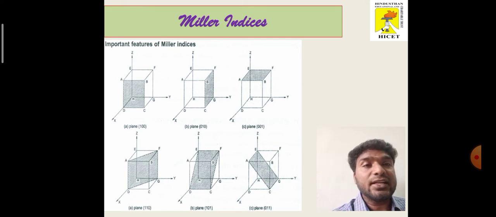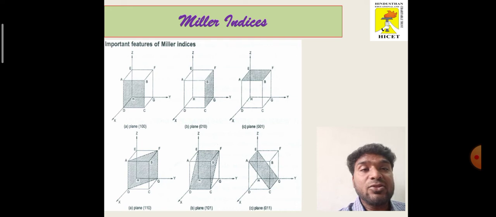Now please look at the second diagram. The shaded portion is the plane. Where is it intercepting? It is intercepting only on the y-axis. But what happens to the x-axis and z-axis? It is infinity. So the Miller indices can be represented inside the bracket as 0, 1, 0. Please look at the third diagram. The plane is intersecting along the z-axis. So 0, 0, 1.